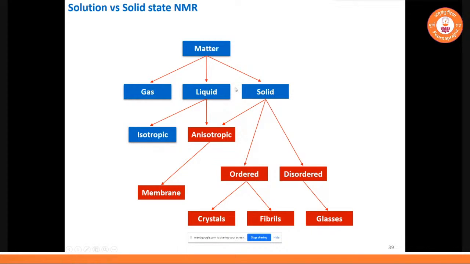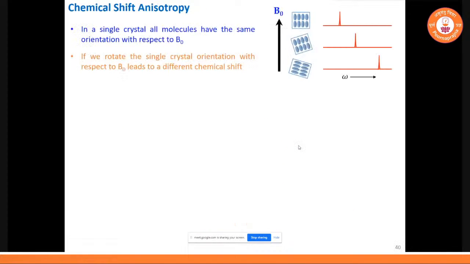Of course, an ordered system you can dissolve in a neutral solvent and do NMR. But the problem is that not all ordered or disordered systems are soluble in all solvents. There are some systems which are not soluble in any solvent. Then if you want to do NMR, you have to go for solid state NMR. That's the way you have to go. Now solid state has its own problem. One is anisotropy, the chemical shift anisotropy.